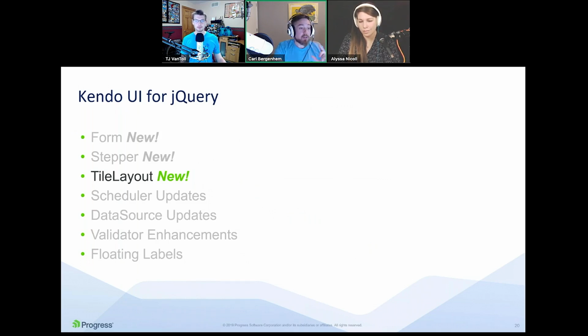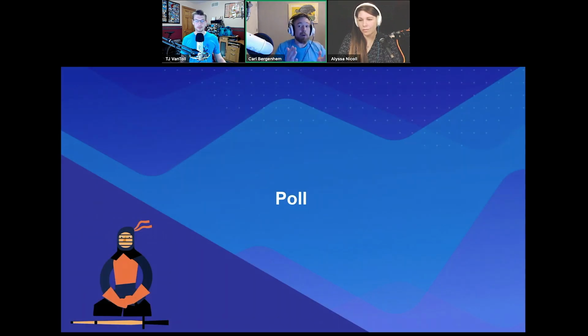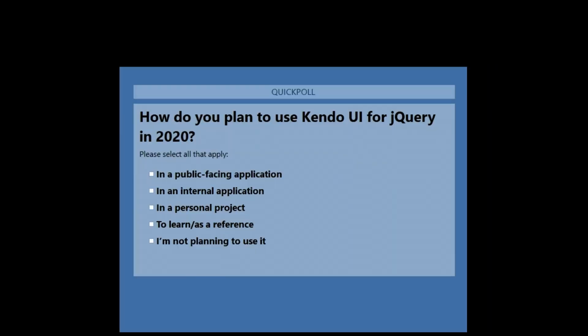Now, before I cover the schedule updates, we also have a poll here on the jQuery side, and I wanted to get to this right in the beginning, so we'll see when that pops up for everybody. I cannot see the poll right now, so let me see if maybe I can. It's up, and it says, how do you plan to use Kendo UI for jQuery in 2020?